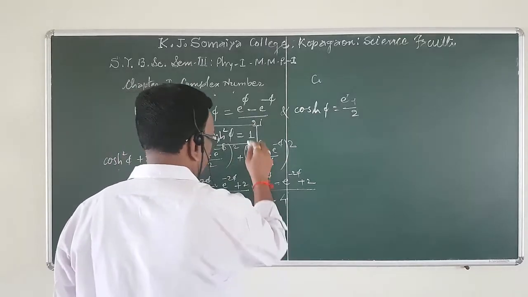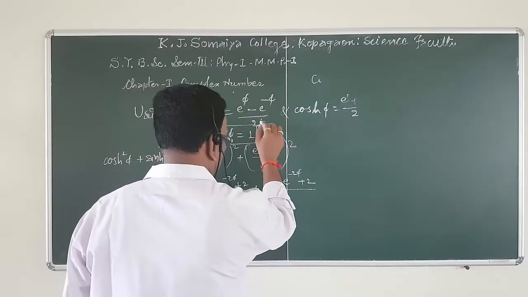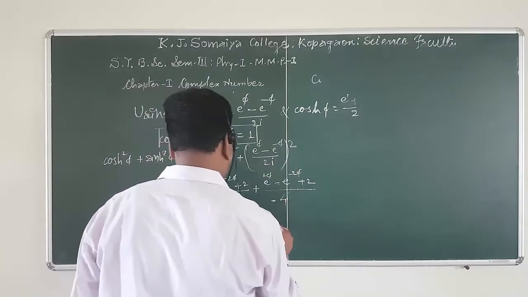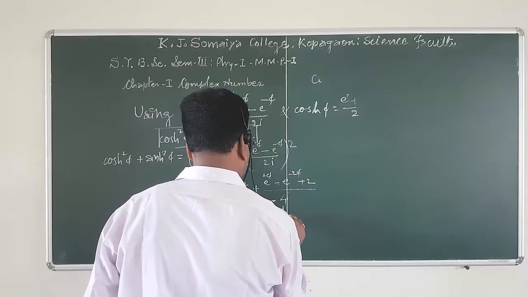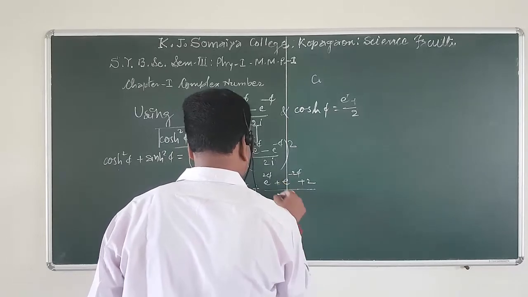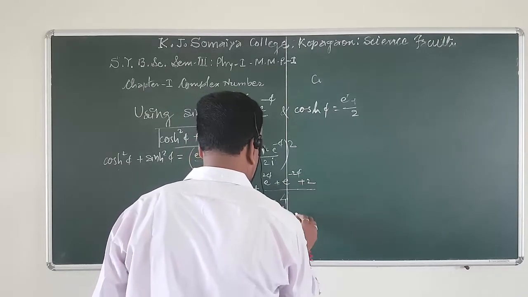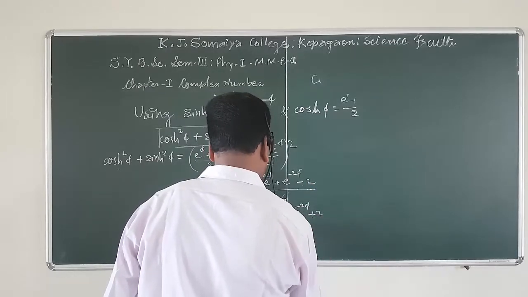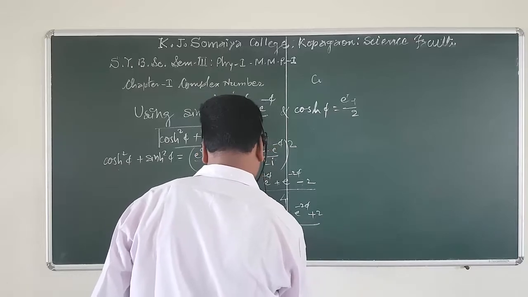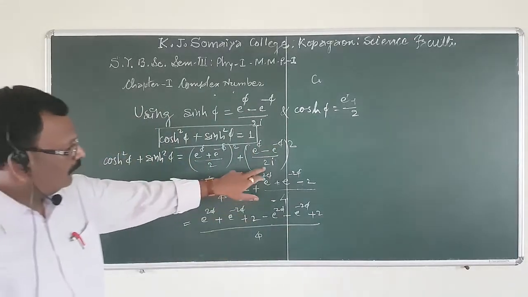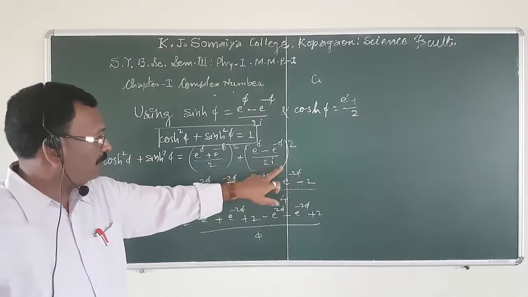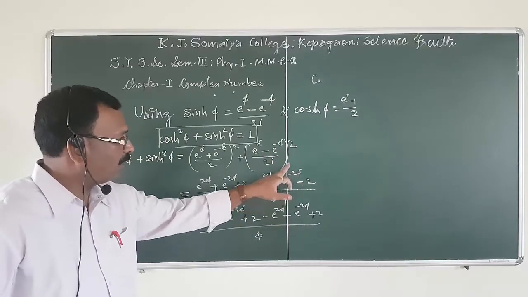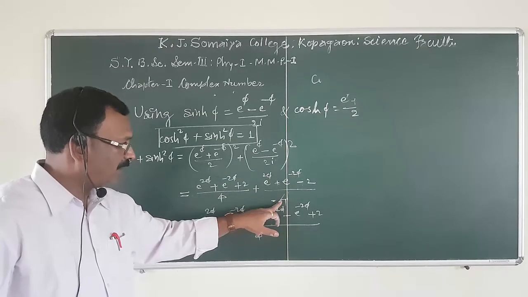I forgot here to write i. Therefore, the square of i square is equal to minus 1. That's why minus e^(2 phi) minus e^(-2 phi) plus 2 upon 4. Okay. See once again. Here the value of i square is equal to minus 1. That's why the square of 4, square of 2 is 4 and i square is equal to minus 1. That's why this is minus 4.